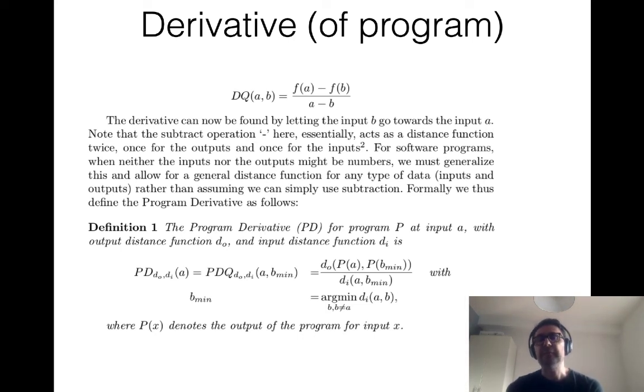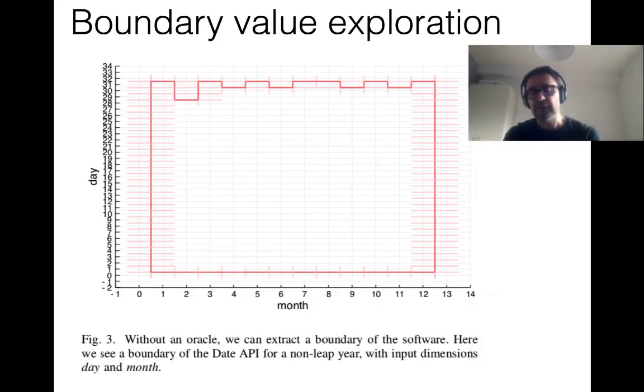So this is a parameterized derivative, and you need to give it two distance functions, one for the output, one for the input. Then you calculate the output of the program in A and in B, and you use the output distance to calculate the distance, and you divide by the input distance. So this is a general way of finding boundaries now. If we try to find the largest values of the program derivative, in some sense that's the most sensitive part of the input space, so we can use it to find boundaries.